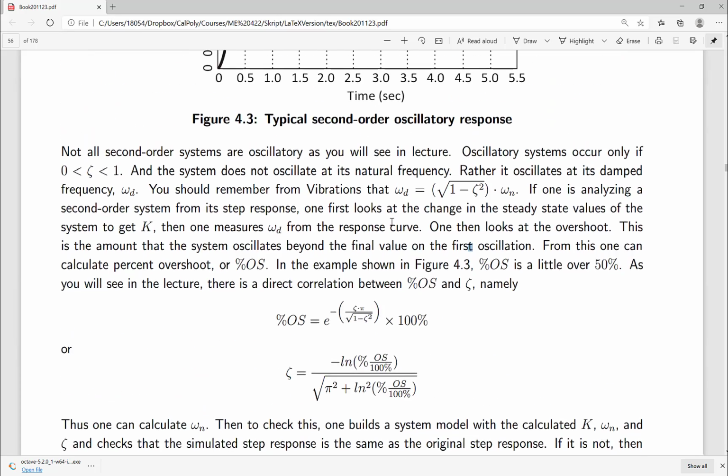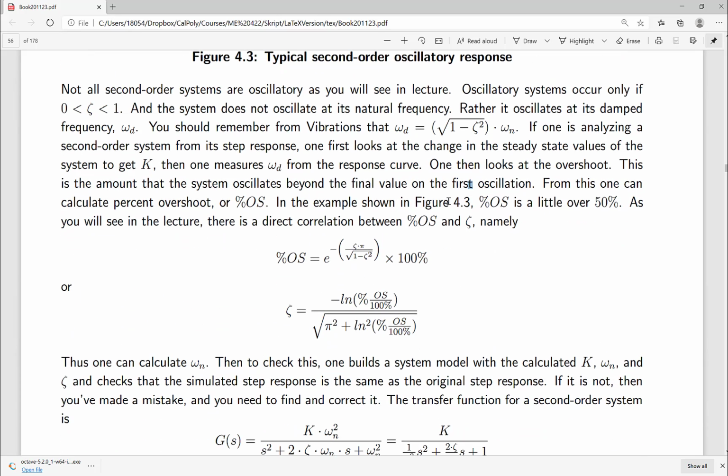Actually, what I'm going to do is stop here because it's a little place we can stop and the video is already getting a little bit long. So I'll come back in a minute and we will continue with this and form our transfer function.